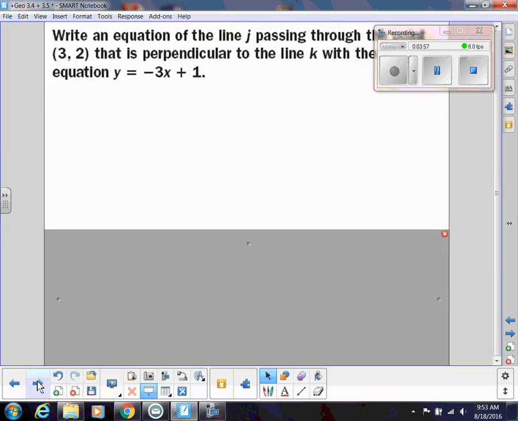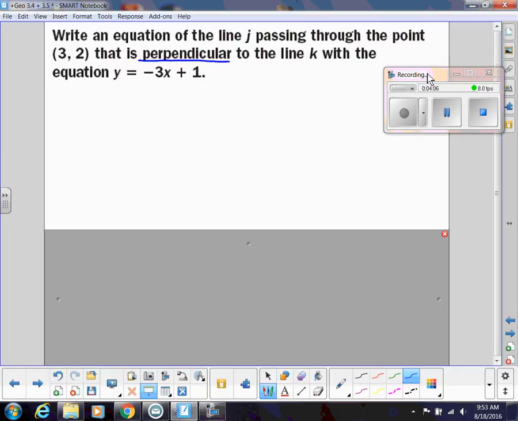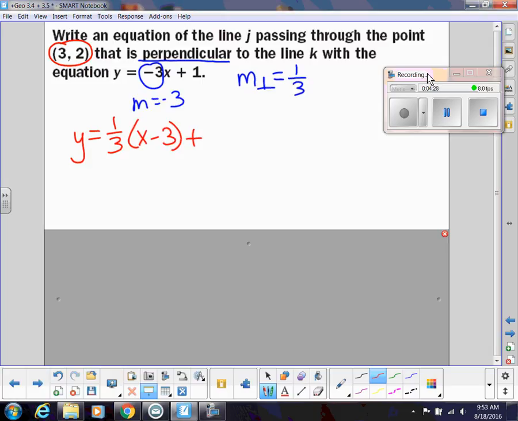All right, so now that we've done parallel, let's talk about perpendicular. So perpendicular, remember, our slope has to be the opposite reciprocal. So here, if I have a slope of negative 3, then the perpendicular slope has to be positive 1/3. So my equation, remember using this point, I have y equals 1/3 (x minus h) plus k, or in point-slope form, that would look like this: y minus 2 equals 1/3 (x minus 3).